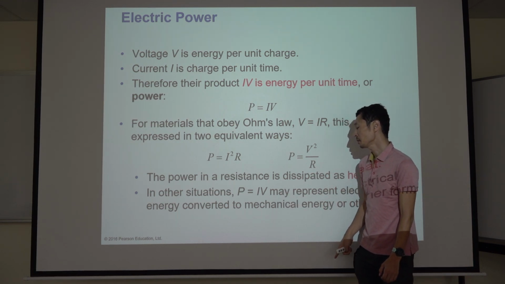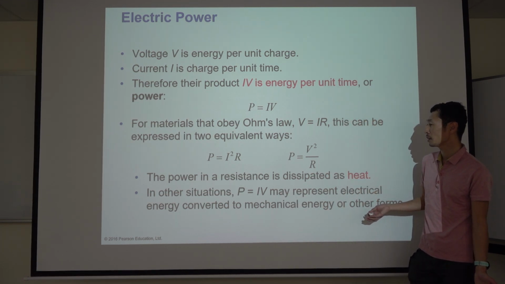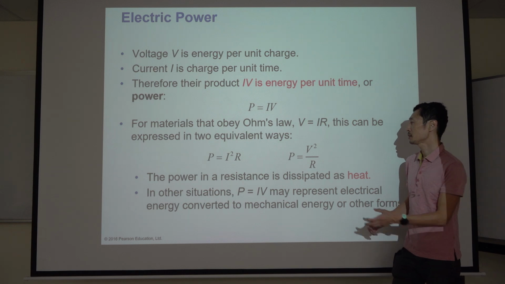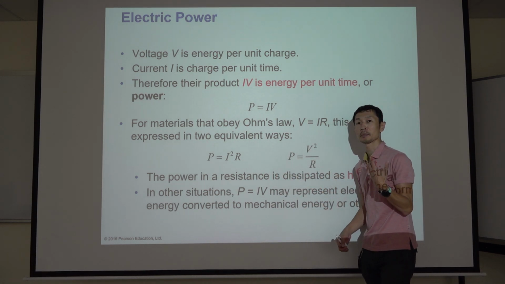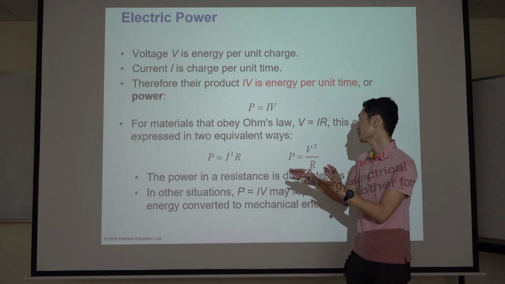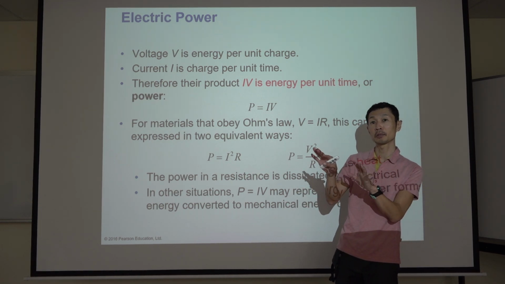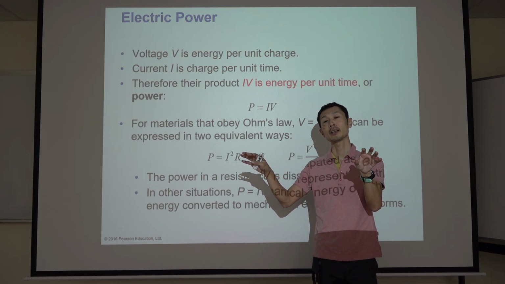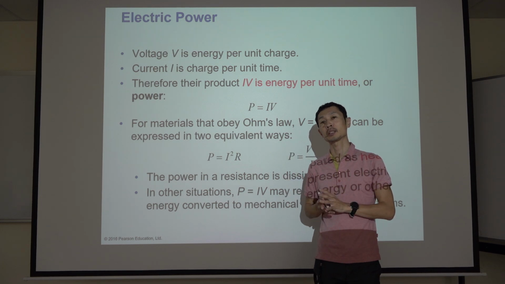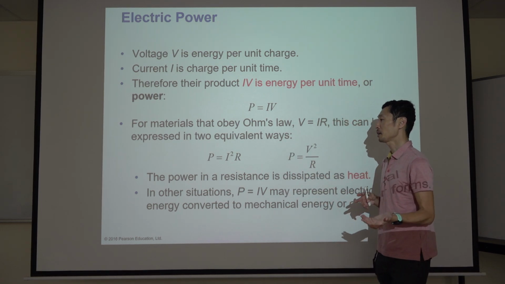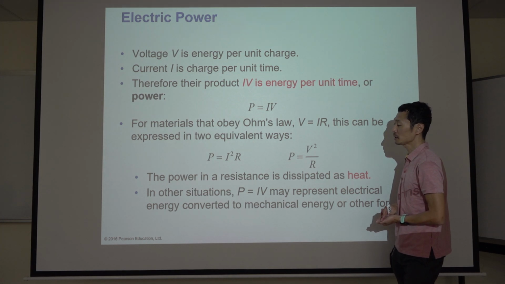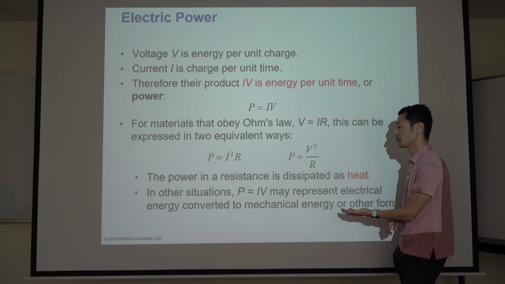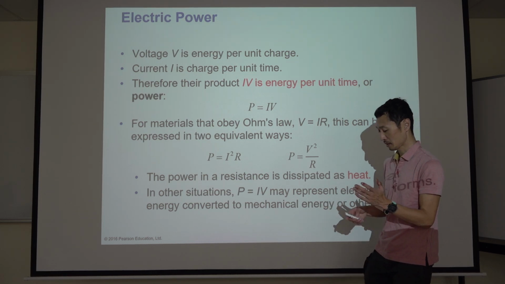In other situations, P equals IV may represent electric energy converted to mechanical energy or another form. For example, if you have a heater, this power decides how much heat is going to come out in the winter season. Or for other machines, for example, a computer or camera, this power can be used for mechanical energy or in other ways.